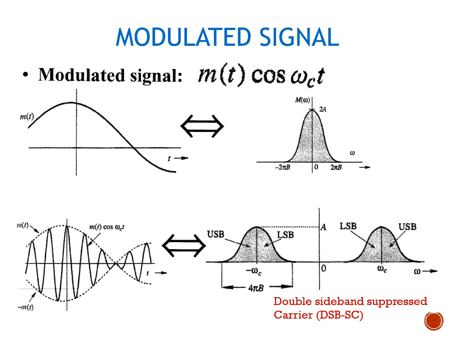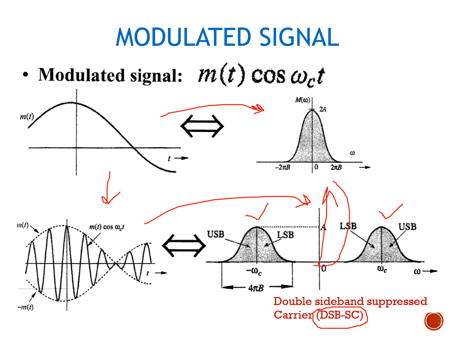So the modulated signal is shown here. Before modulation, this is m(t), and this is the spectral plot of m(t), the baseband signal. After modulation, this is the time domain signal, and this is the frequency domain representation of the modulated signal. As we saw earlier, it is called a DSB-SC, double sideband suppressed carrier signal, because you can see it is on both sides of the y-axis, and there is no carrier over here, so the carrier does not exist, and that's why it's called the suppressed carrier signal.